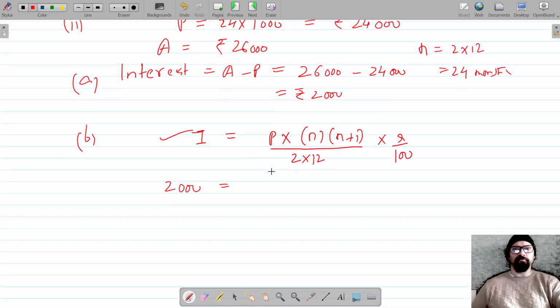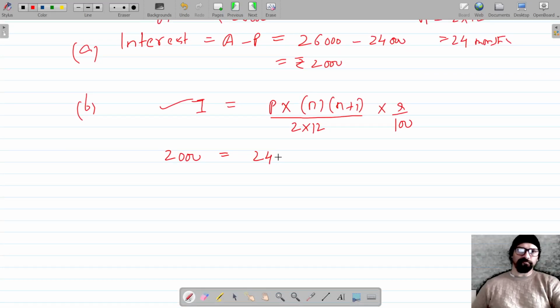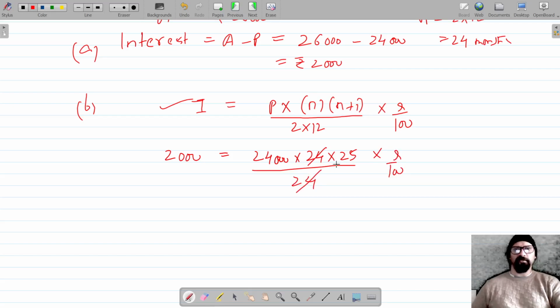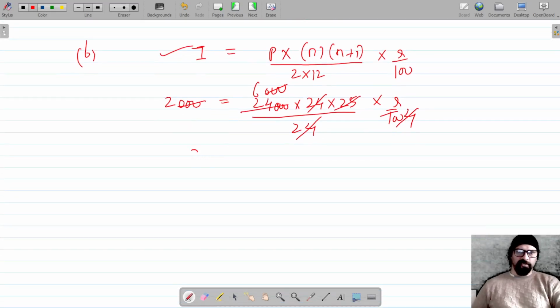So let's put in the respective values. 2000 is equal to principal was 24,000, number of months is 24, and n plus 1, 24 plus 1 is 25, into 24 into R by 100. So this gets cancelled. 25 fours are 100, and now this gets cancelled with 4, which is 6,000. I can cancel the zeros. So we have finally 2 is equal to 6 R, and R is equal to, and we are missing something here.